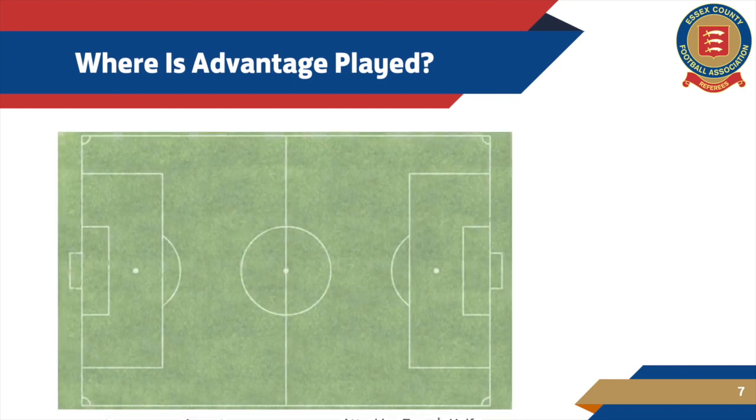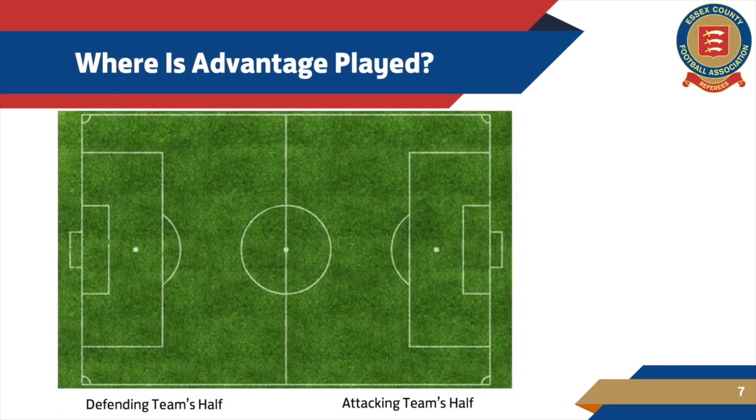Then where is advantage played? So really, really important here that we look at where advantage is played, because this is going to be the key difference between advantage and possession. So up here on the screen, we've got an illustration of a pitch. It's split up into half. So we've got the defending team's half on the left-hand side and the attacking team's half on the right-hand side.